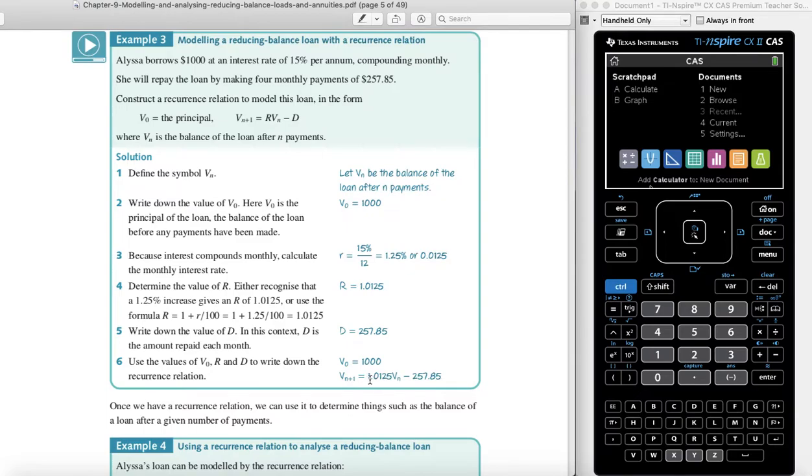But how do they get this 1.0125? Because it's compounding monthly, you have to go 15% divided by 12, which gives us 1.25%. And remember, that as a decimal, we divide that by 100, is 0.0125. So then for the rate, they add that 1 in, because the 1 allows them to contain that $1,000 or the original principal, plus the interest rate. That's what the banks get.